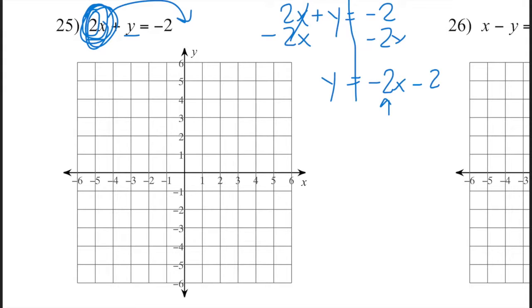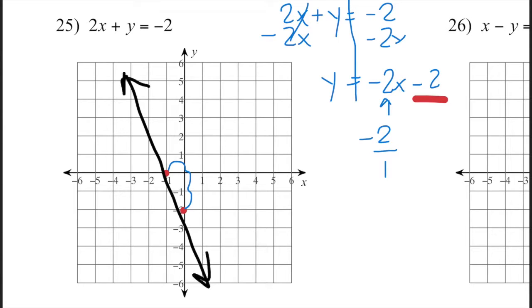So you have to be really, really careful that you change your standard form into slope-intercept form before you attempt to graph it. Once you have that, our y-intercept is negative 2. Our slope is negative 2, which would be negative 2 over 1. So that's up 2 and left 1. And our line looks something like this.